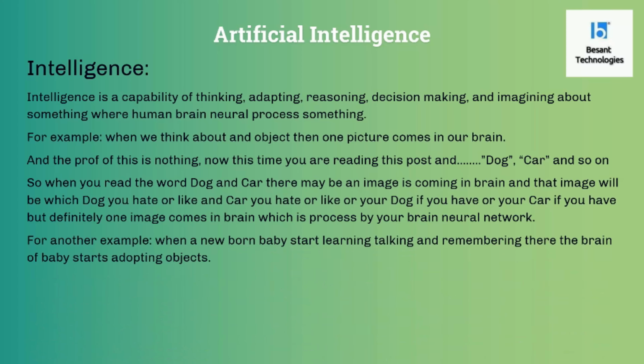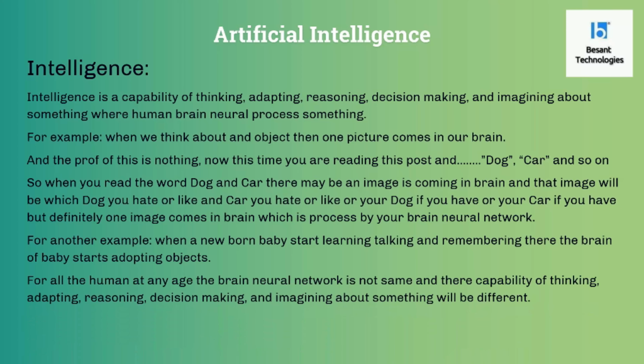For another example, when a newborn baby starts learning, talking, and remembering, any newborn baby gets a fresh brain, and nothing has been fed inside that brain. Whenever he or she sees their parents or any objects, for the very first time they start recognizing them. The same thing applies to artificial intelligence: we have to feed the same kind of information to our artificial intelligence system. And this is what intelligence is. We can directly correlate the intelligence inside humans that we have to achieve inside machines, and that system is the intelligence system of AI.